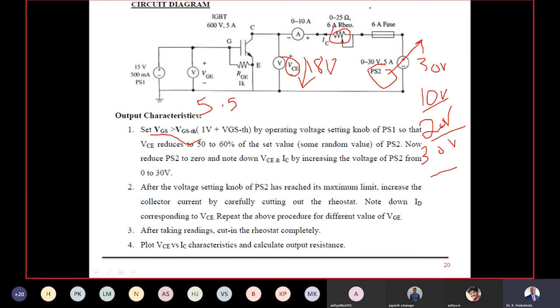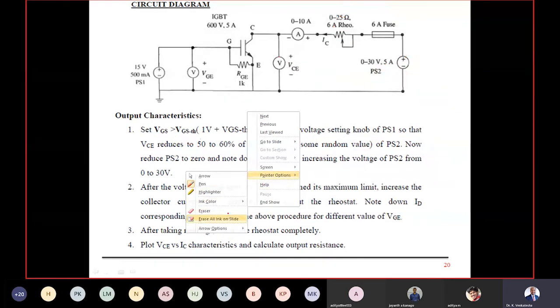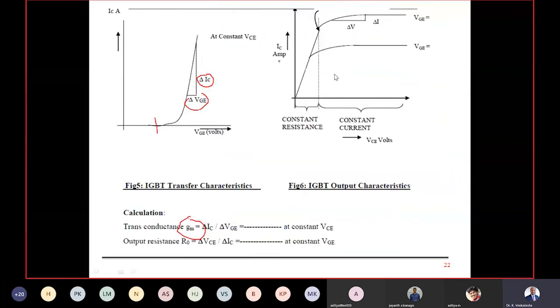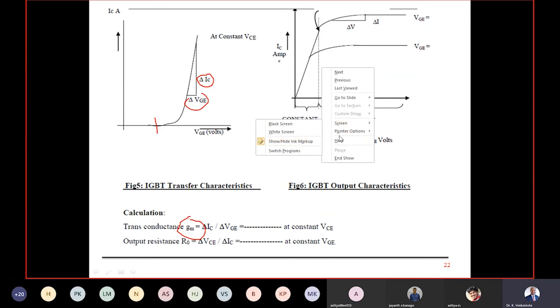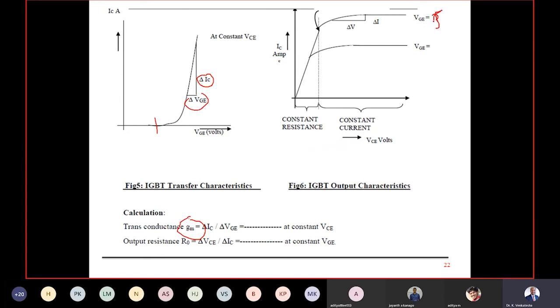Three readings are over. Then cut out the rheostat gradually up to 50% and take another three readings. Totally we get six readings in the output characteristics. Tabulate it and plot it. When you plot it, your plot will be similar to the plot you got in the MOSFET. So it's sufficient to draw only one plot, maybe for a particular value of VGE, say 5.2 volt, which is slightly more than the 5.1 we got there. Then note down your VCE and IC and take the slope. I get R0, the output resistance, from the plot of delta VCE versus delta IC. That's my output resistance. So this is how we conduct the experiment.